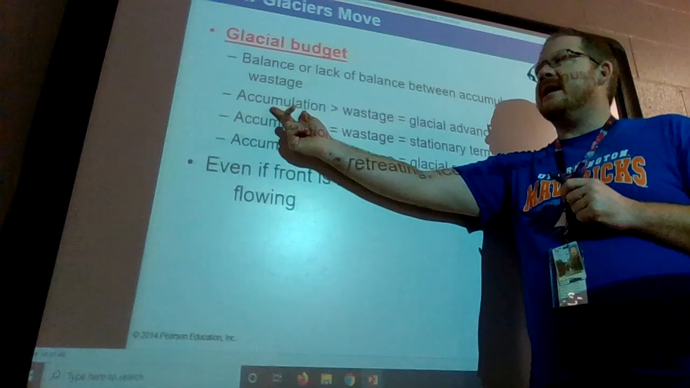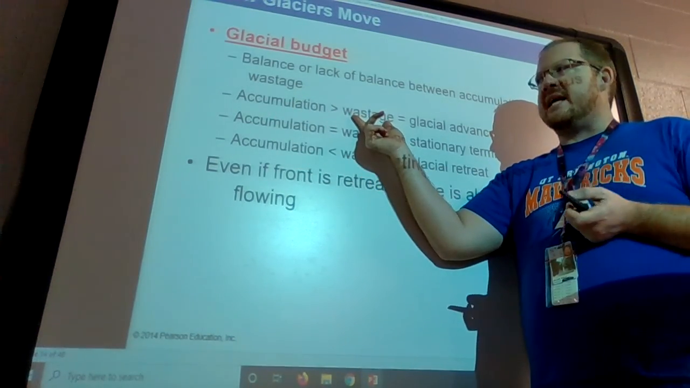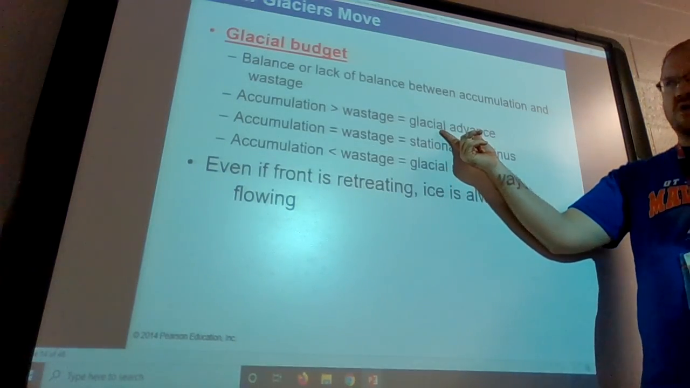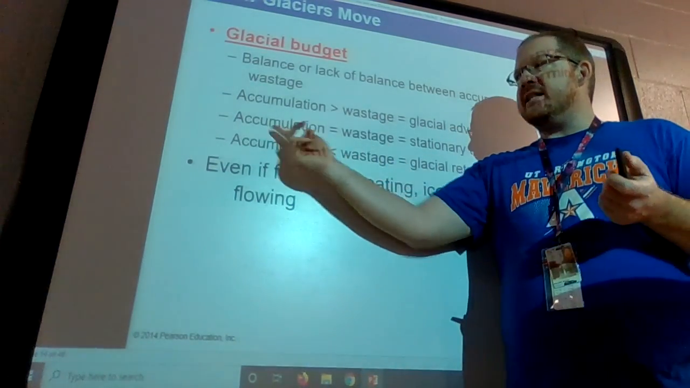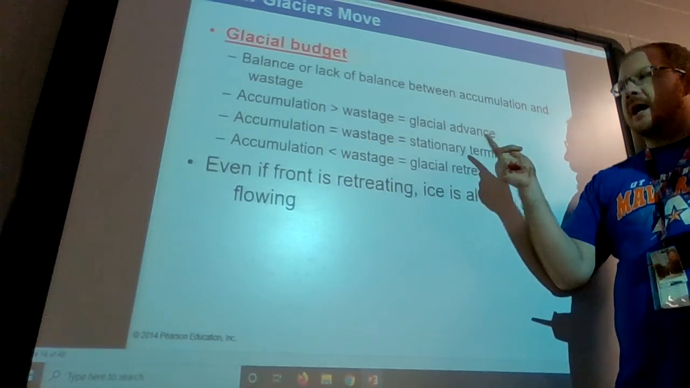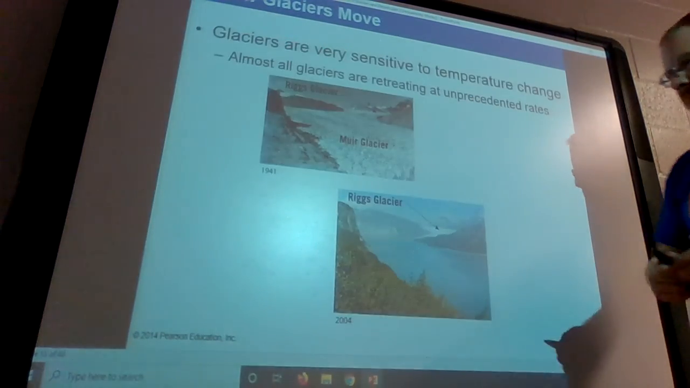So here's your glacial budget. If you accumulate more ice and snow than you waste at the bottom that is melting out, you will have glacial advance. Your glacier will grow. If you accumulate the same amount as you waste at the bottom as is melted, you're stationary. You have a stationary terminus, and the terminus is the thing at the bottom here.